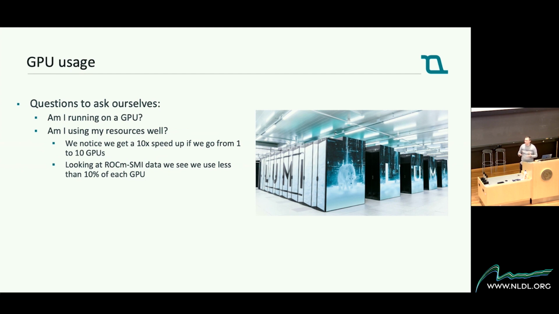And probably more interesting in the long run is, if I'm running on a GPU, am I utilizing my resources well? A solution I'm often tempted to go with, if my software is slow, is to just throw more GPUs at the problem, and it's hopefully faster. But something I've experienced, and I'm sure some of you have as well, is that you're not actually utilizing the resources you are using. And ROCm-SMI can be used to figure this out.